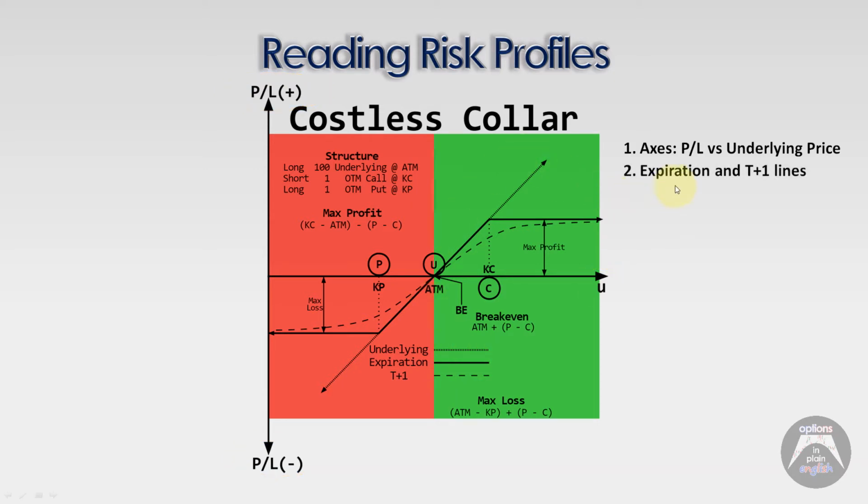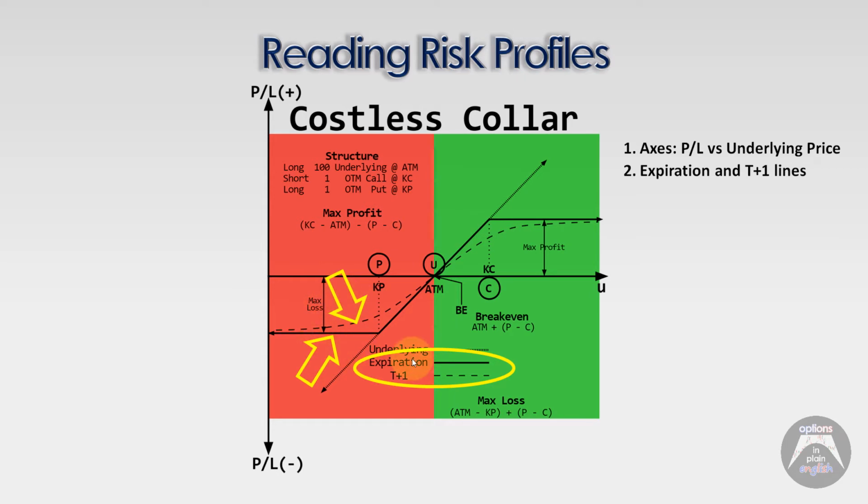Next, we have the expiration and T+1 line. Probably the most important part of the profile is the expiration line. This is what some traders call the hockey stick line. This is the profit and loss at expiration, depending on where the underlying price ended up. For example, in this case, anything that's above is going to be a profit. So this is going to be profit right here, and then this turns to a loss in here.